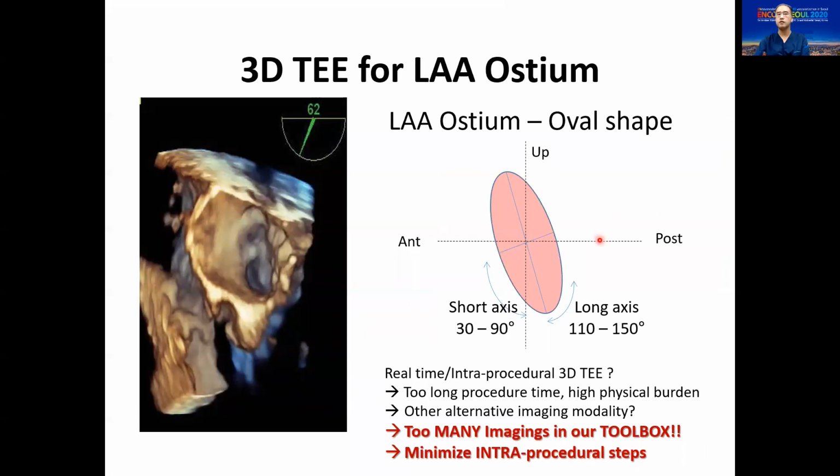Because of the limited value of 2D TEE, we can consider 3D TEE. However, a 3D TEE-guided left atrial appendage occlusion procedure places a high physical burden on the patient and requires a long procedure time. Due to too many images in your toolbox, it may take too much procedure time. Therefore, we need to minimize intra-procedural steps.